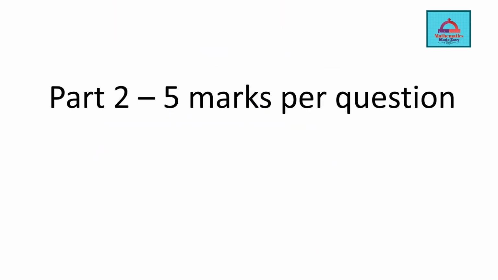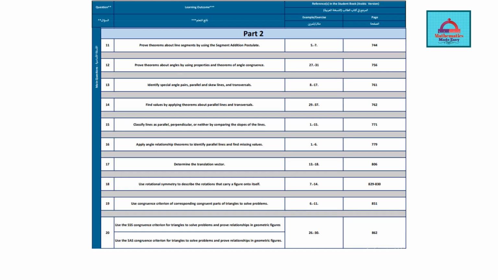Next we have part 2, which is again multiple choice on Swift Access, but carries more weightage this time, 5 marks per question. For part 2, the following learning objectives will come in your exam. The question number, example number and page number are mentioned for you here.